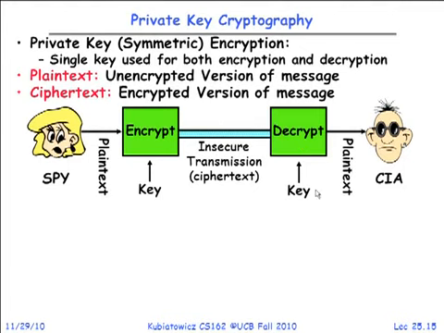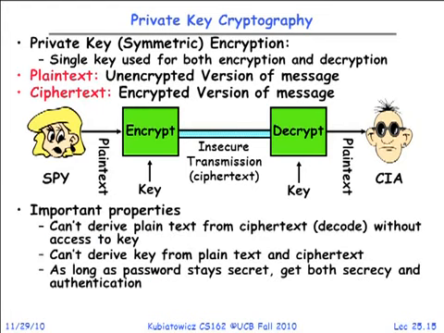Now, what are important properties? First of all, you shouldn't be able to derive the plain text from the ciphertext without knowing the key. Obviously that's a requirement, because otherwise we haven't gained anything by this, right? We should also not be able to get the key from the plain text and the ciphertext.